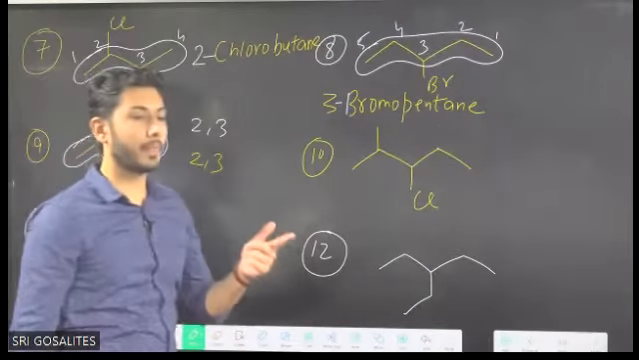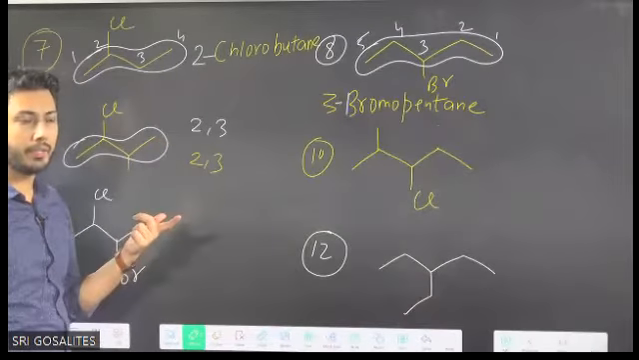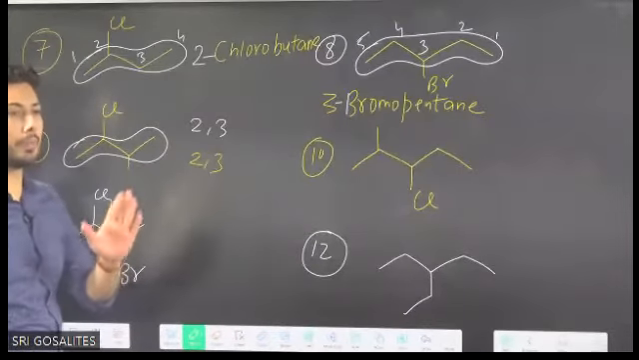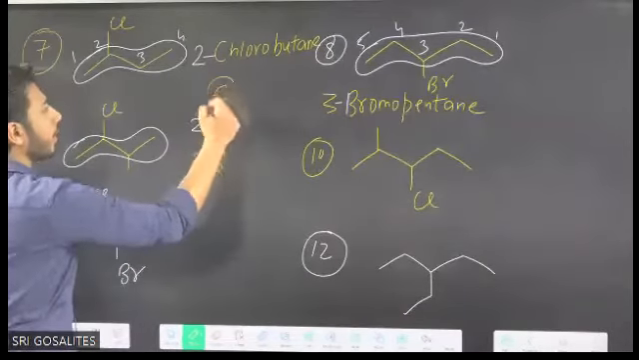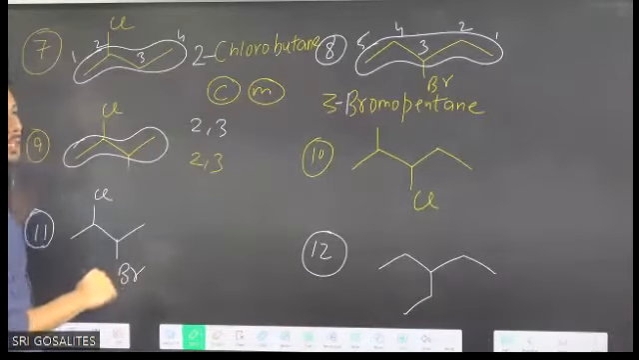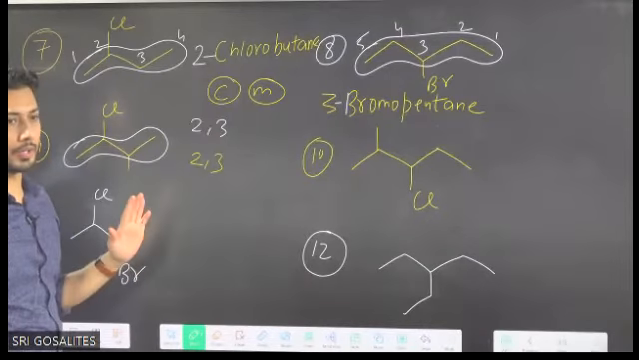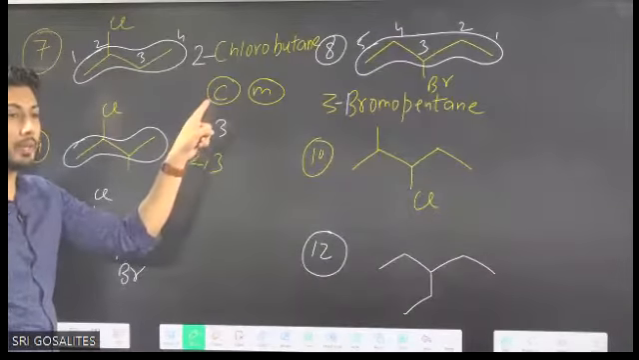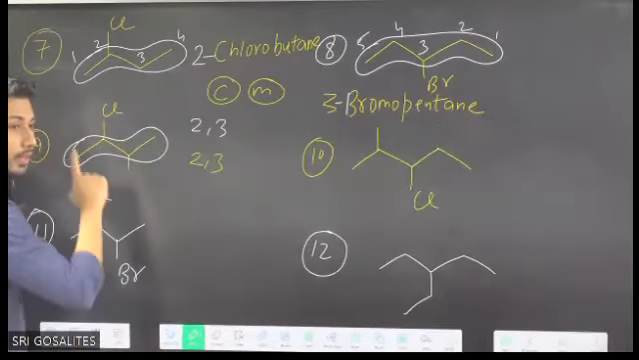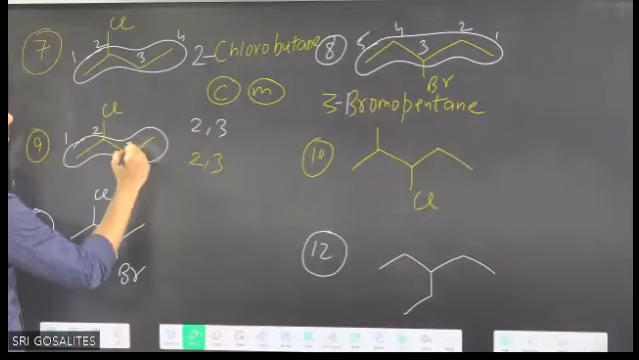In such cases, when there is a tie in the numbering, how do we decide which side we have to go? Alphabetical preference. Chloro, first letter C. Methyl, first letter M. But we will use this point only when the numbering is the same for both substituents. So alphabetically, which comes prior? C. So numbering will start from which side? Only the left hand side, not the right hand side. 1, 2, 3, 4.